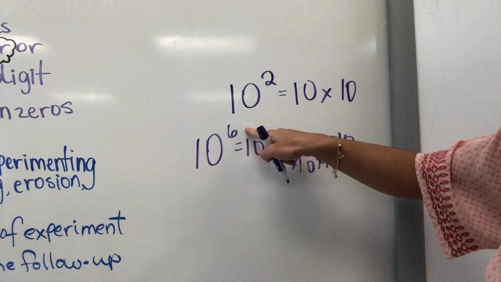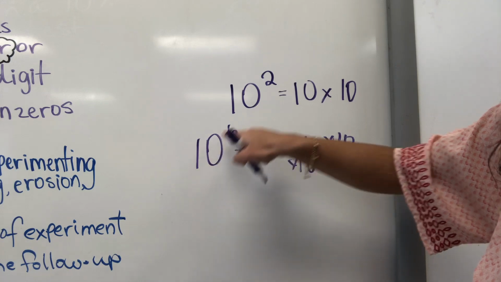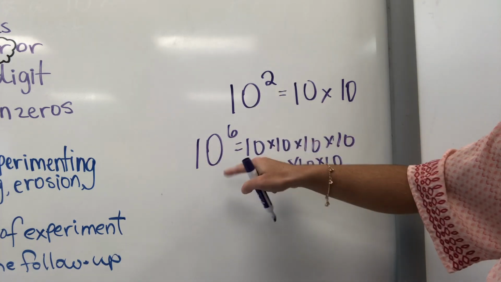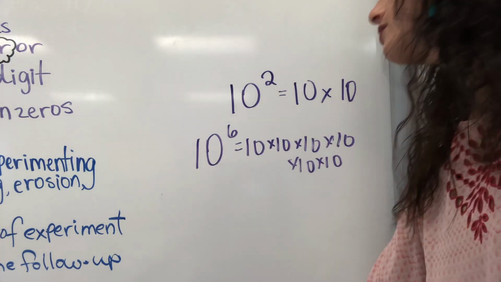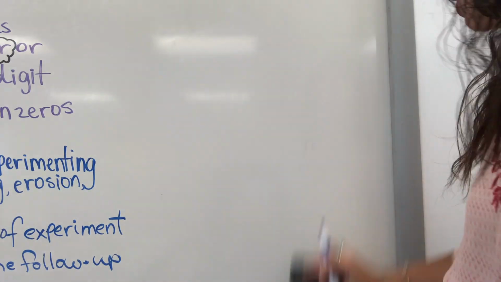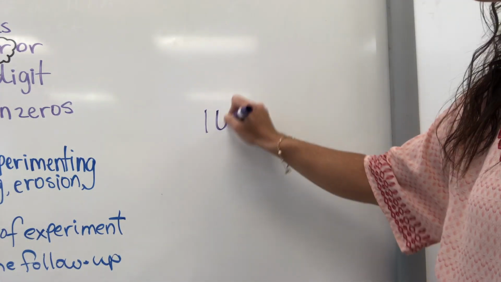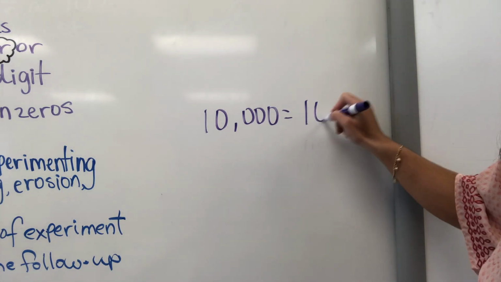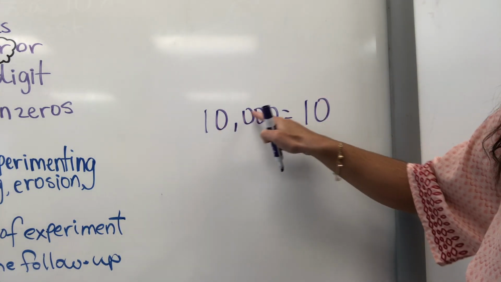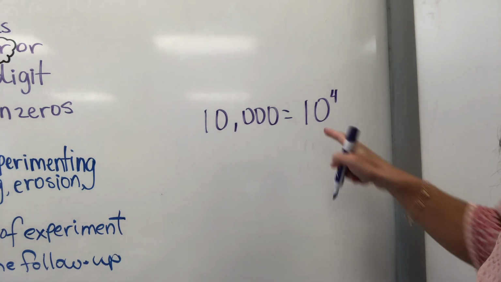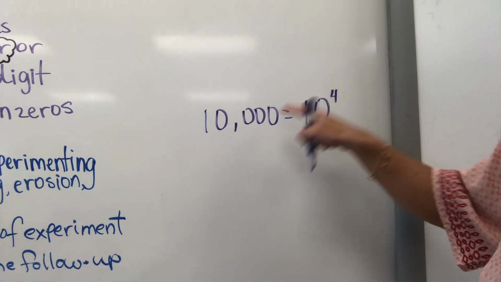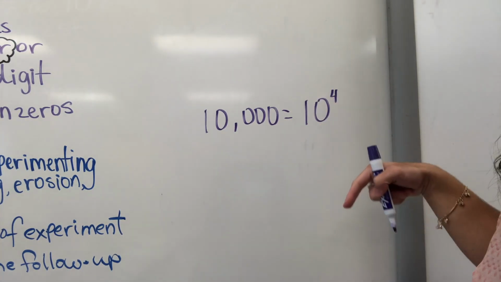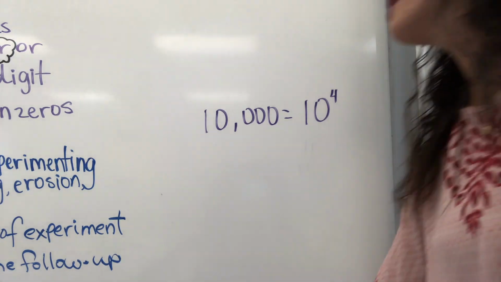So it is not 10 times 6 or 10 times 2. It is the base as many times as the exponent, which is our small number, joined by multiplication. You might also see it like this. Let's say I had 10,000. I could write 10,000 as 10 to the power of 1, 2, 3, 4, because I have 4 zeros, that gives me my exponent, and my base is 10. So you might see it either way, but it is the same thing.